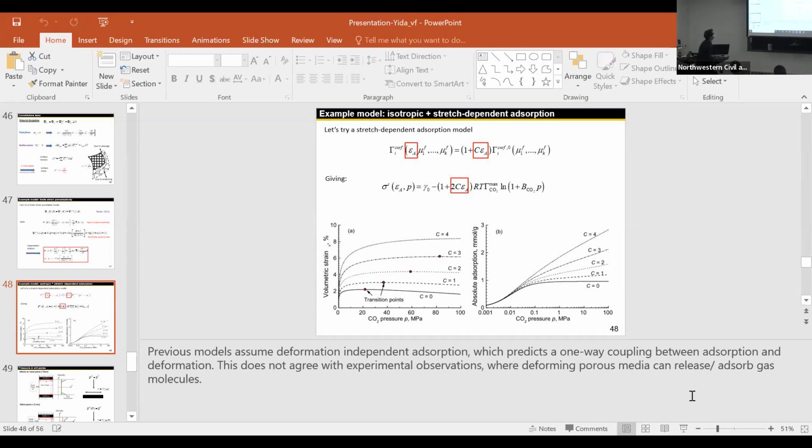If C equals 0, that means no coupling between deformation and adsorption, and you get this result. But if it is a function of the strain, then you predict more adsorption can happen on your stretched surface, and the shape of the adsorption isotherm is also changed from this to that. You can study that, or you can even make C negative and so on. So that's definitely important.